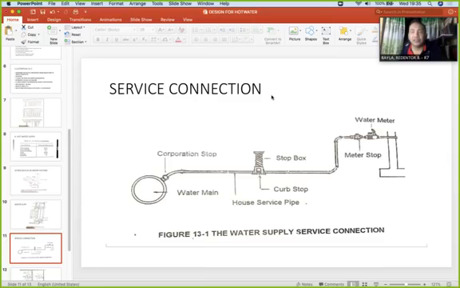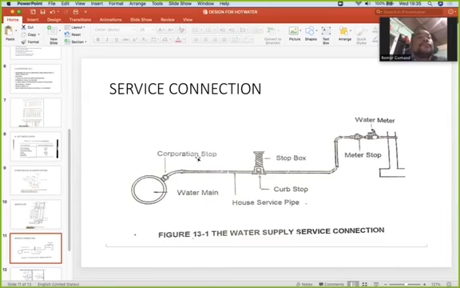Manila Water. So they have the water main here. So they can open it up. When they open it up, they have what we call the corporation stop. Corporation stop, from the word corporation, Manila Corporation. So for you to easily remember, you have that kind of stop.